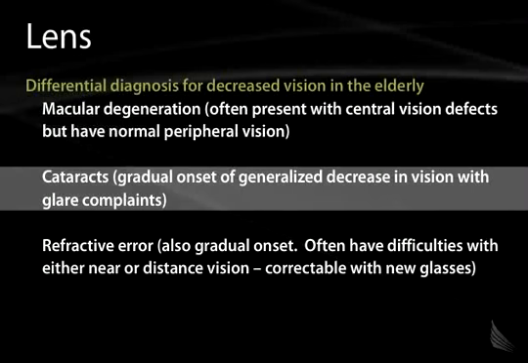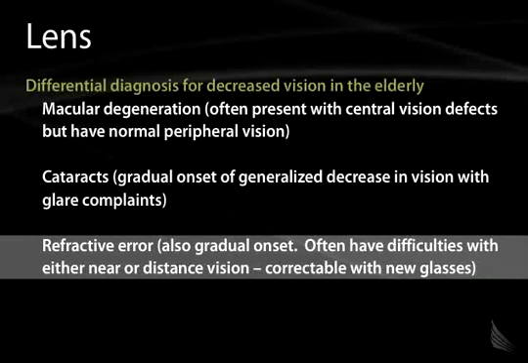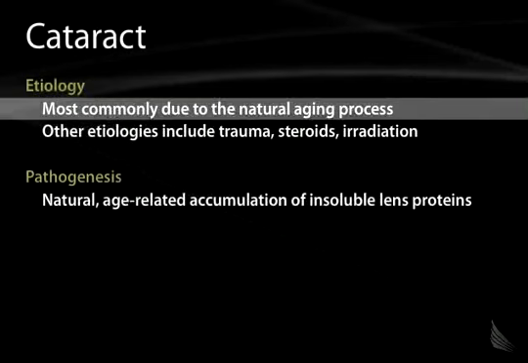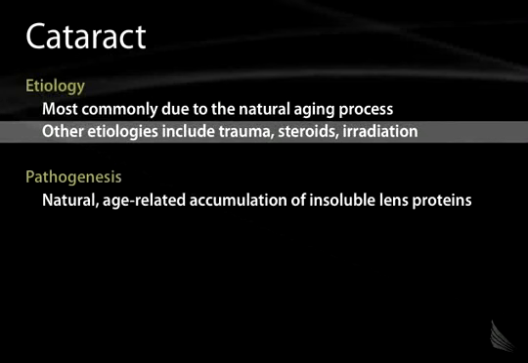Cataracts usually have a gradual onset of generally decreased vision, especially if they get complaints of glare. Refractive errors also can be gradual in onset and have other difficulties with near or distance vision, and often it's correctable with glasses. In addition, when you look at the lens, it won't have a cataract in it. The etiology of cataracts: they're most commonly due to the natural aging process of the lens. Other etiologies include trauma, steroid administration, or irradiation.